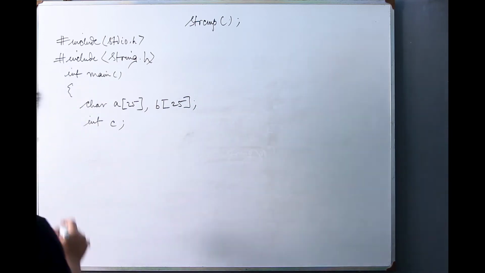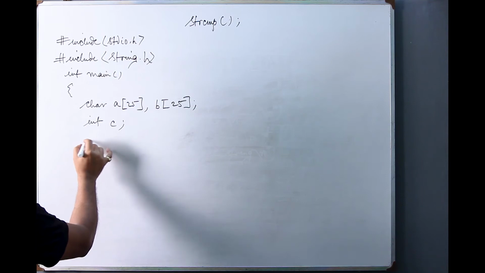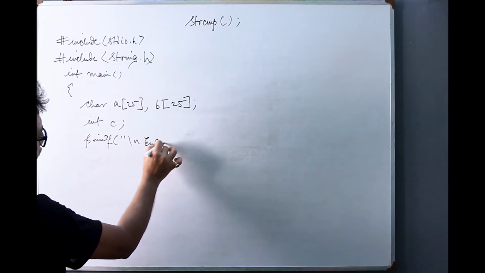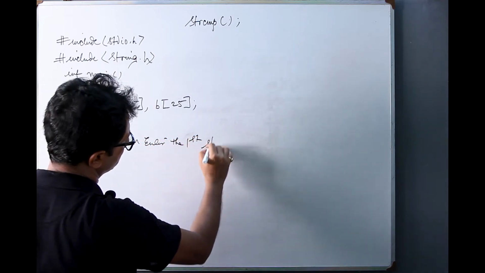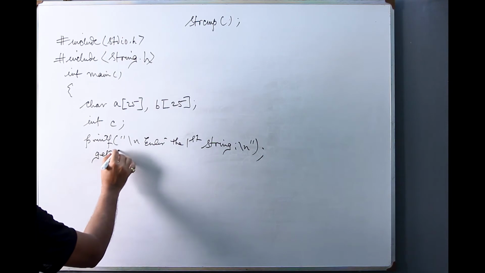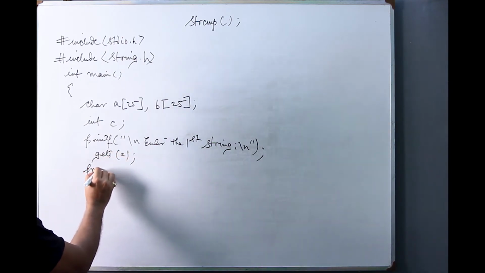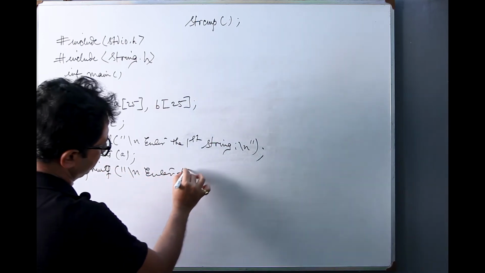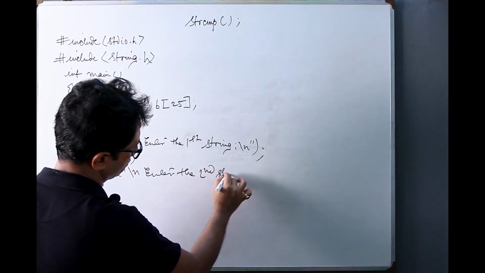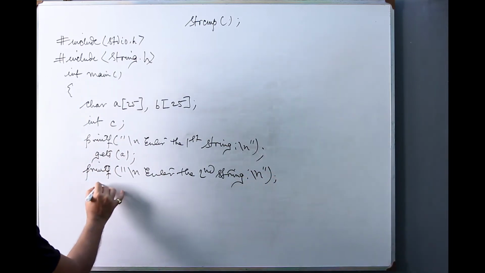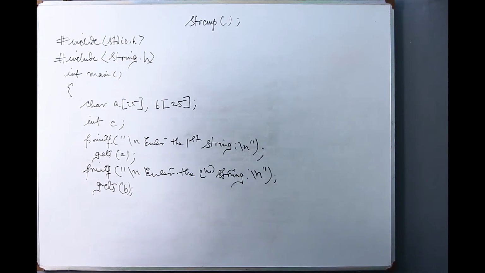and now we will take both the strings from the user. Printf enter the first string, new line, gets a, printf enter the second string, new line, gets b, and after that we will employ this function in this way.